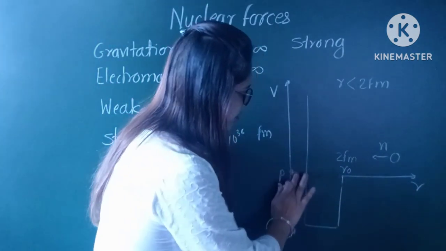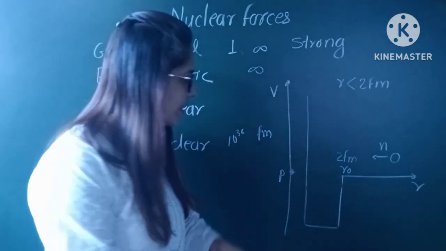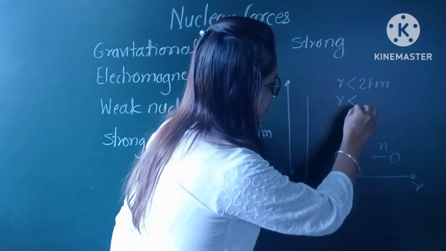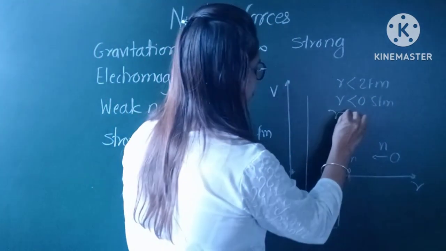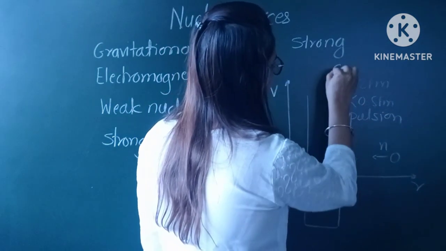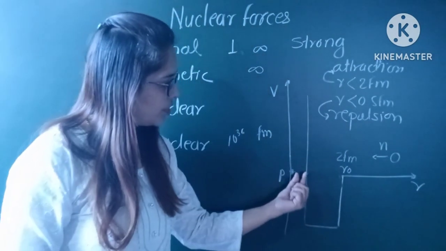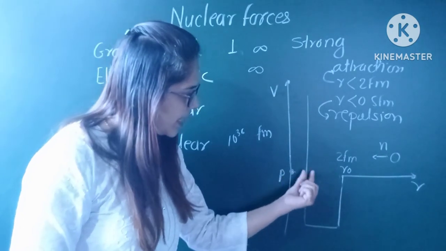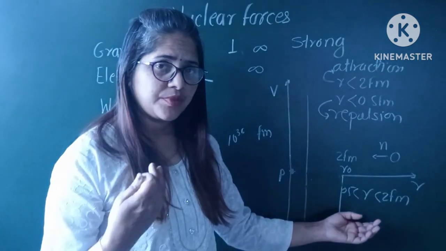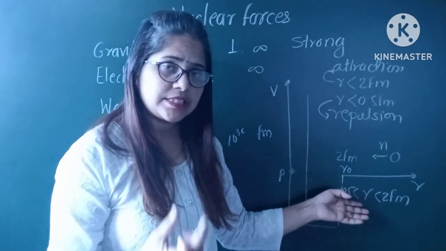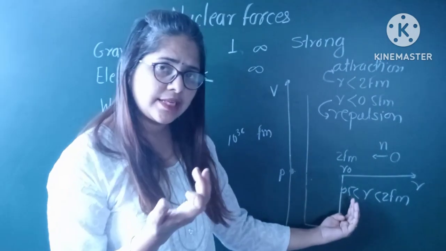Now see here, if this neutron approaches the proton at a distance less than 0.5 femtometer, there will be a force of repulsion. When the neutron reaches the proton at a distance less than 0.5 femtometer, there will be a repulsion between the two nucleons. It means that the nuclear force shows an attractive nature if the distance between the two nucleons is in the range of 0.5 femtometer to 2 femtometer, and it becomes repulsive for distances less than 0.5 femtometer.